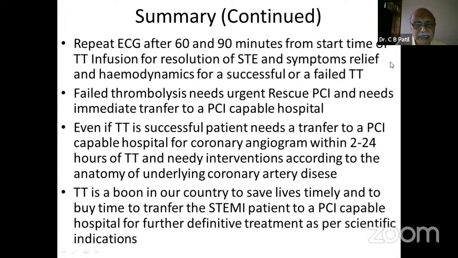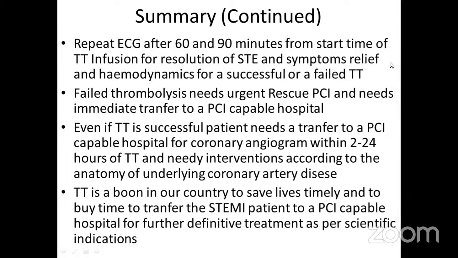Recently diagnosed peptic ulcers, if there are active ulcers, is a contraindication. Pregnancy is an absolute contraindication. Head injury in the last 1 month or recent surgeries within 15 days or 2 weeks, these are all absolute contraindications. You should not. And traumatic resuscitation, if you are already suspecting an injury inside, then also it is an absolute contraindication. So these are some of the things.